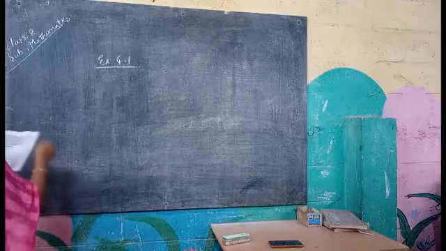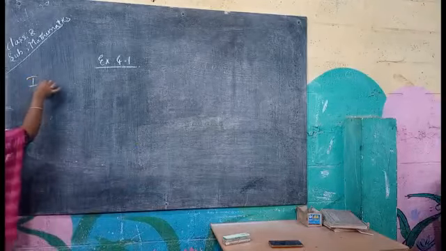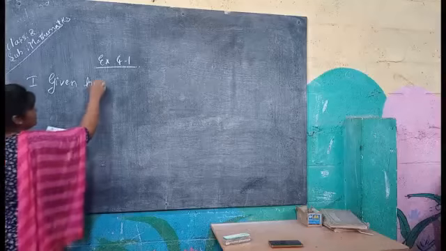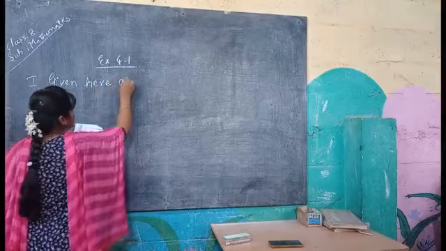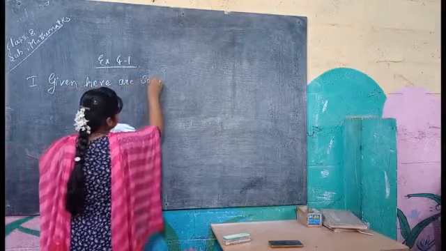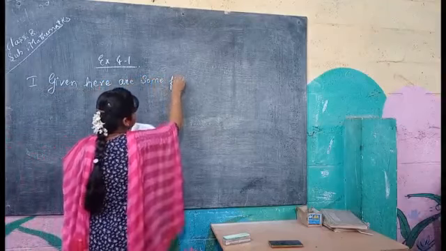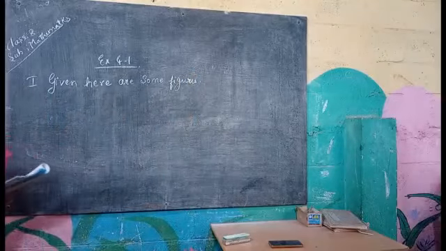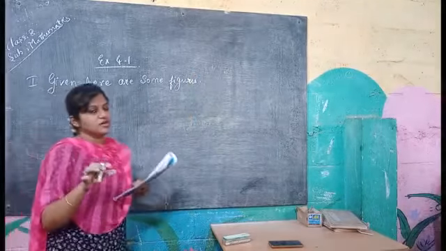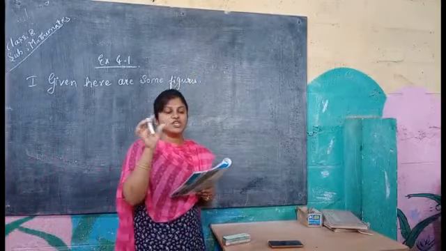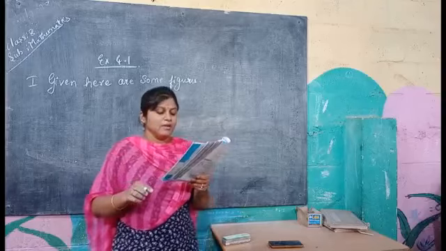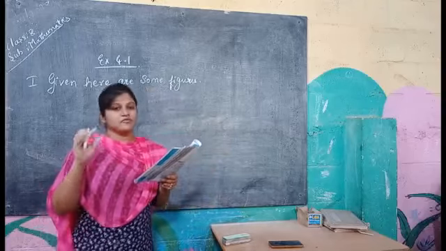The first picture is given here. Here are some figures. We have to look at each figure, each picture, decide which type of curve it is, and write the name. Below, they have given some names.